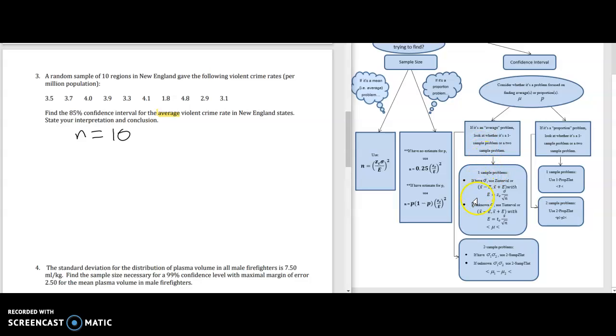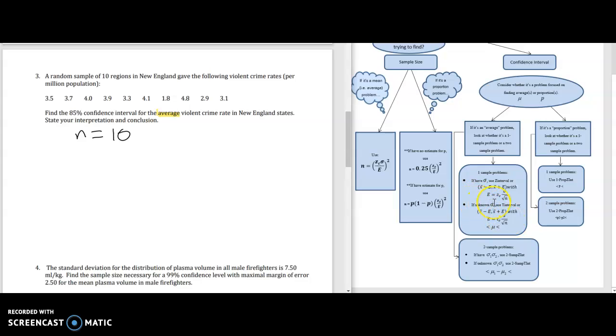Then I have to think, is this a 1 sample problem or a 2 sample problem? We only have 1 set of data. So now I have to decide between a Z interval and a T interval. Now to reiterate what I said before, Z interval is if you are given a standard deviation for all. So in this case, if they had said the standard deviation for all the regions in New England is blah, that would be a sigma, and you would use a Z interval. They would have to point blank tell you the standard deviation for all.